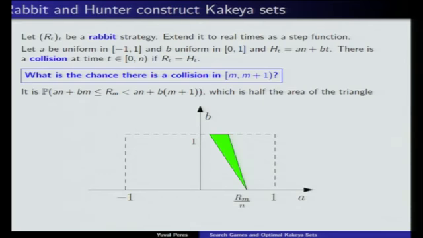Now you can see more clearly what the rabbit wants, at least as a counter strategy to this hunter strategy. What he wants is to choose these Rm's, and if he knows he's facing this hunter strategy, which we already showed is essentially optimal, then what he would want is to minimize the union of the areas of these triangles.